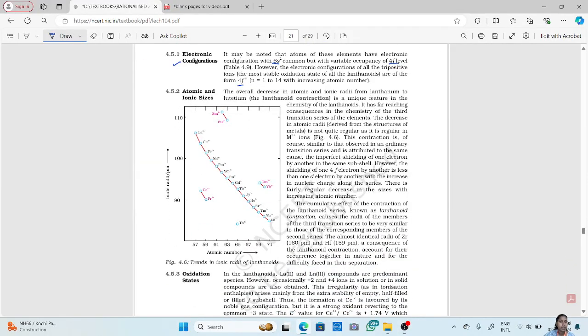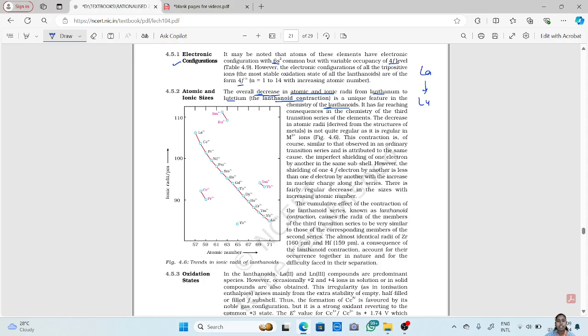Now, atomic and ionic sizes. What are the atomic and ionic radii of the lanthanide series? The overall decrease in atomic and ionic radii from lanthanum to lutetium, the lanthanide contraction, is a unique feature in the chemistry of lanthanides. So, here what happens? There is a decrease in atomic and ionic radii from lanthanum to lutetium, that is from La to Lu, and this is mainly because of the lanthanide contraction, which is a unique feature of the lanthanide series.